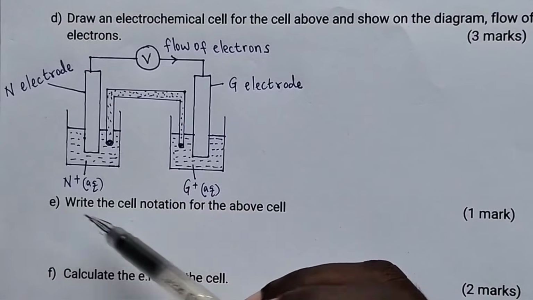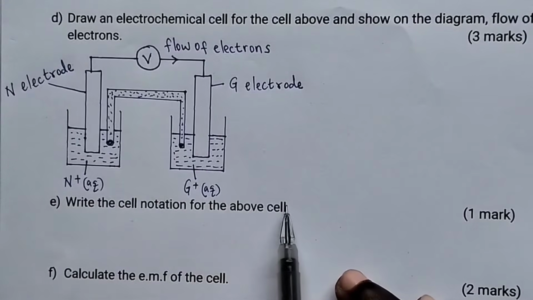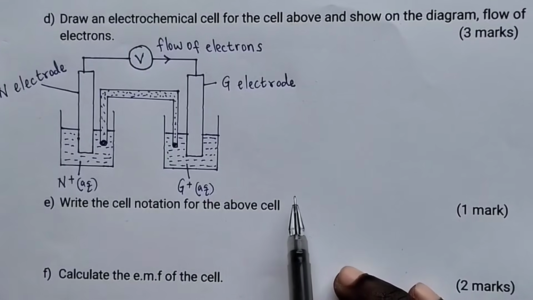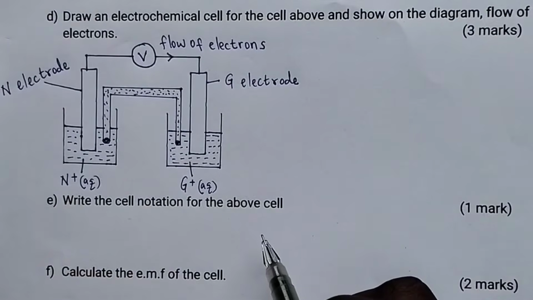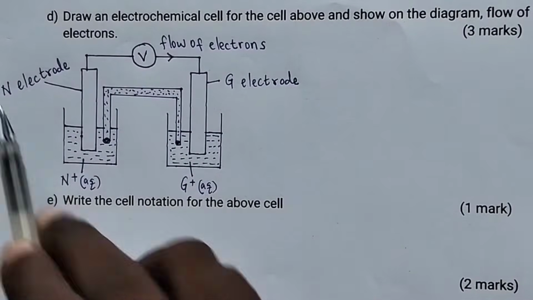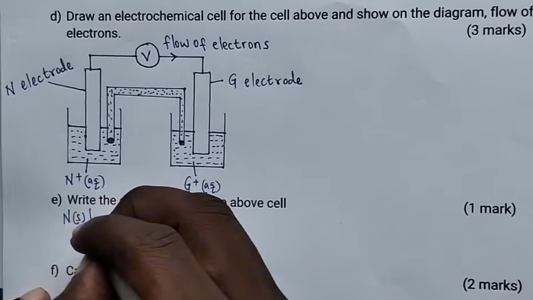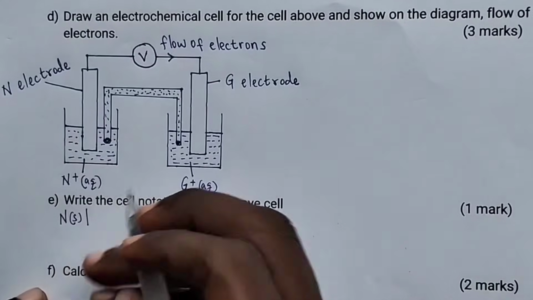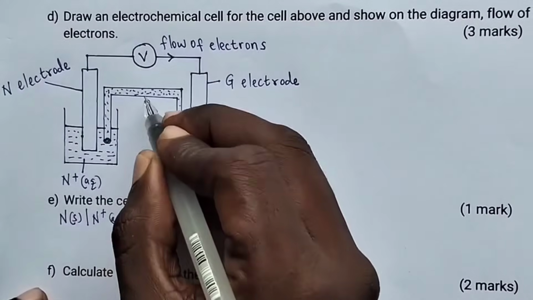So let's go to Roman E. We are told to write the cell notation for the above cell. So how are we going to write cell notation? When you're writing cell notation, we start on the left hand side of the electrochemical cell and we start with the rod. This is N solid or N rod. Then we write the phase boundary. Then we write the solution of N ions, aqueous. Then we write the salt bridge.